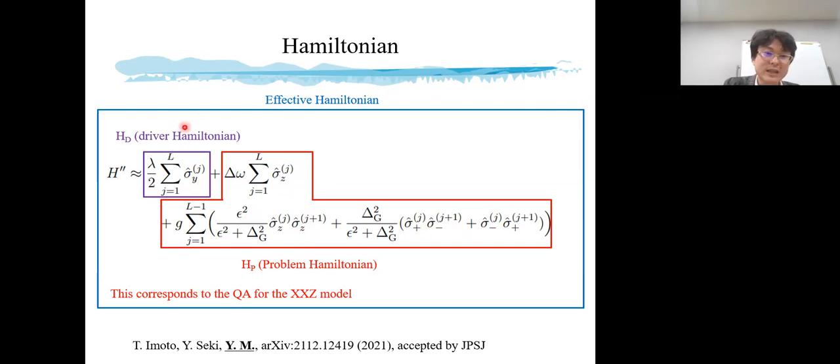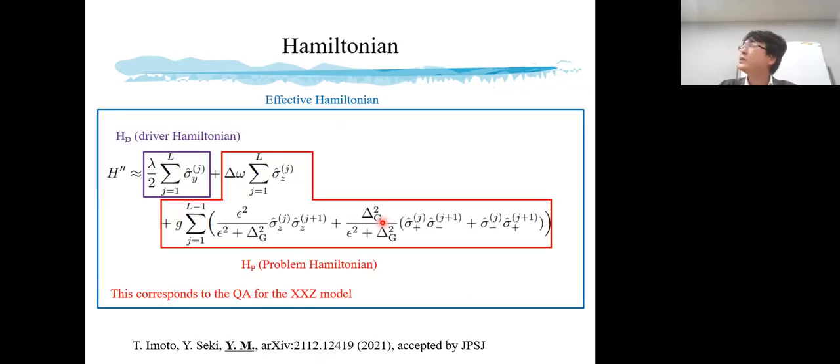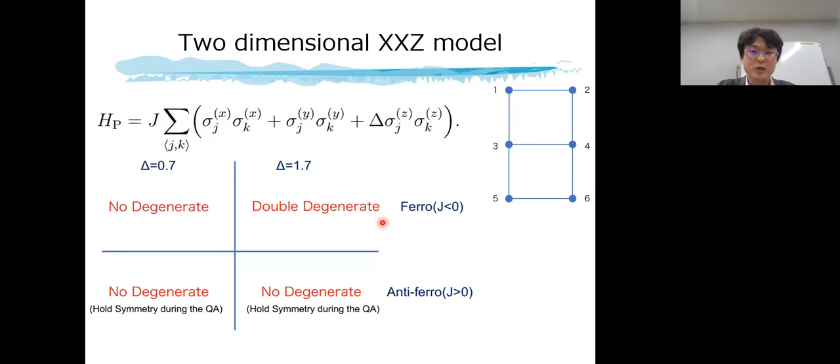So you can see this is a driver Hamiltonian, and this is a problem Hamiltonian. By changing the parameter gradually, we should be able to perform the quantum annealing to obtain the ground state of the XXZ model. Okay, so I explained the general theory. Let me explain our numerical simulation results.